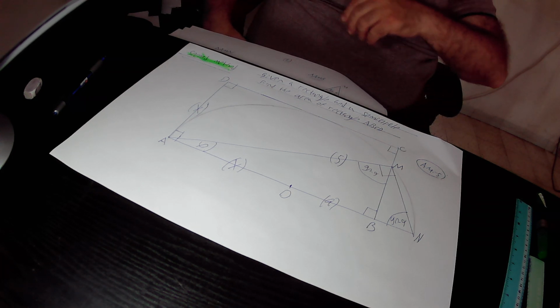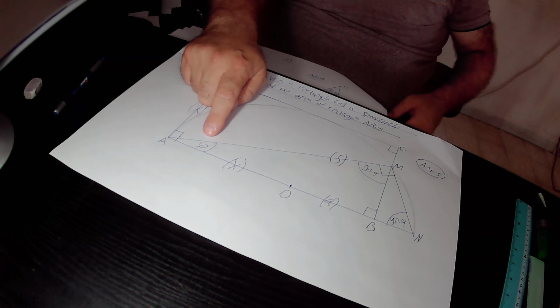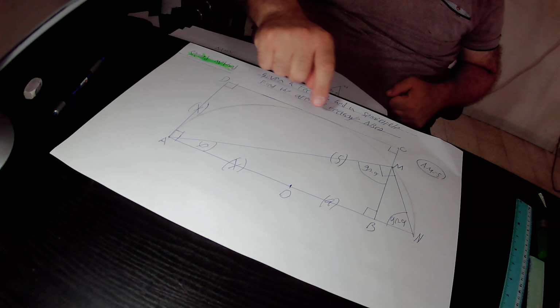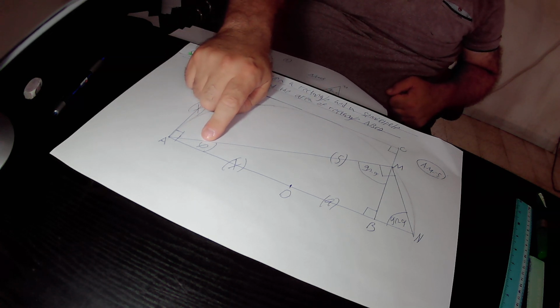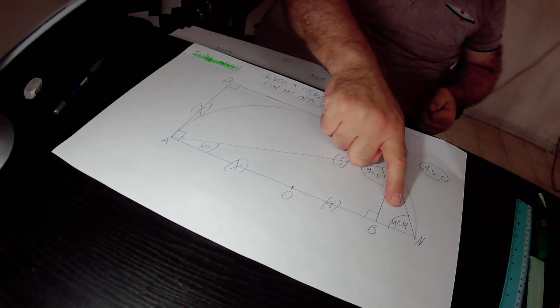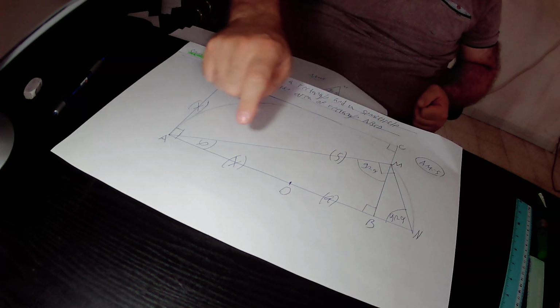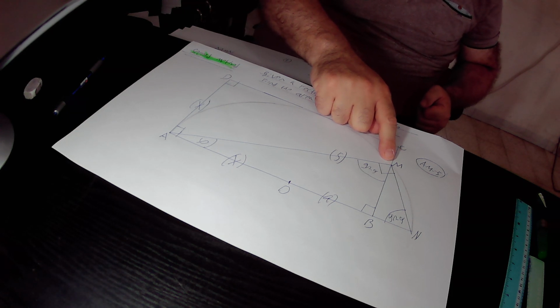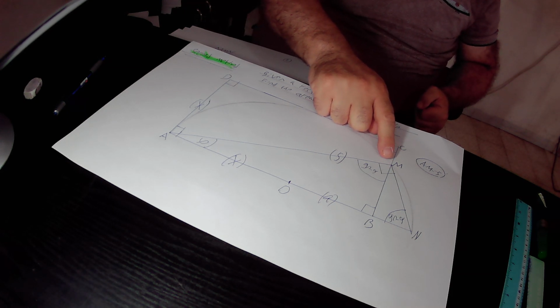Okay, so in the next step, we define this angle as alpha, and focus on this right triangle AMN. In the right triangle AMN, this angle equals alpha, this angle equals 90 degrees, and therefore this remaining angle must be equal to 90 degrees minus alpha. Why? Because 90 degrees minus alpha plus alpha is 90 degrees, and 90 degrees plus 90 degrees is equal to 180 degrees. That is the sum of the angles in any triangle.